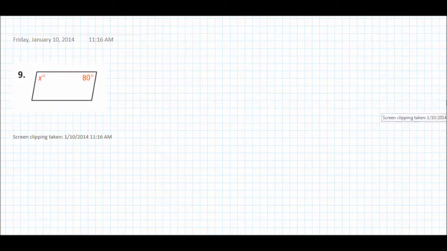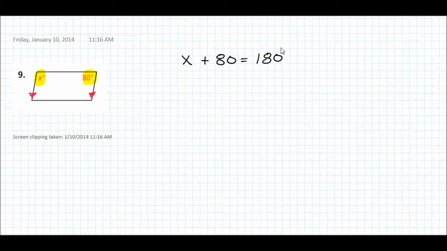Number 9. Same concept. We know this is a parallelogram, and x degrees and 80 degrees are consecutive angles. Or if you will remember, we could talk about these two lines being parallel. So those are same side interior angles. So they must be supplementary, have a sum of 180. So we can set up x plus 80 equals 180. Well, you subtract 80 from each side and you simply get x equals 100.